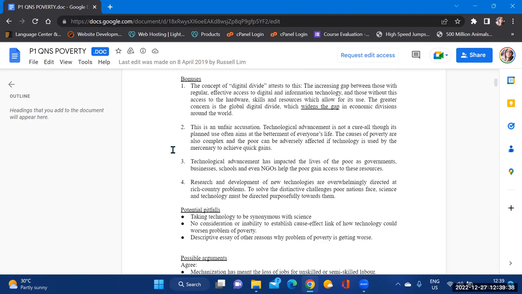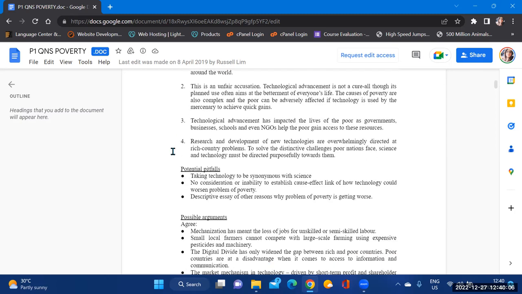Number two, this is an unfair accusation. Technological advancement is not a cure-all, one-size-fits-all solution. Through its planned use, it often aims at the betterment of everyone's life. The causes of poverty are also complex, and the poor can be adversely affected if technology is used by the mercenary and profit-minded to achieve quick gains.